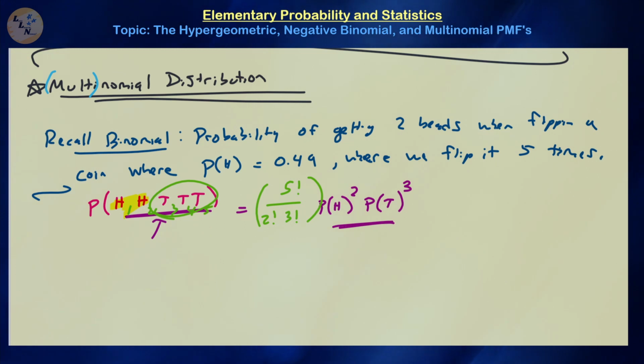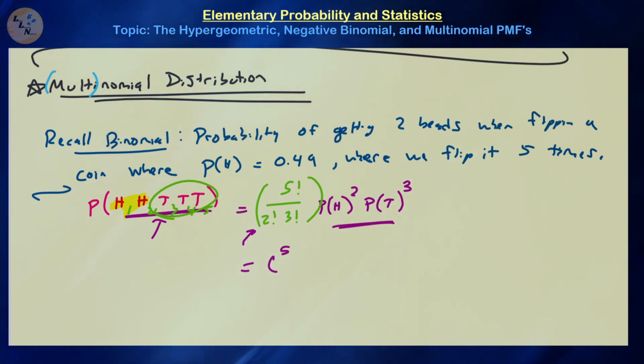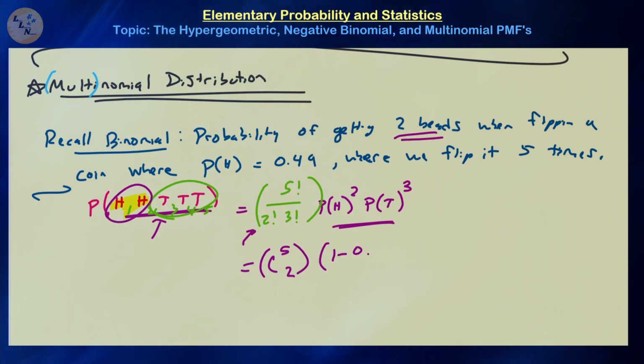So by the fundamental counting principle, there's going to be this many of these rearrangements that are going to have this probability, right? And as we already know, this object is the combination formula. That's precisely 5 choose 2 if we're focusing on the number of heads. So there's 2 heads. And the probability of heads is 0.49 to the power of 2 times the probability of tails, which is going to be the complement, which is equal to 0.51, right? So that should be 0.49, not 1 minus 0.49, right?